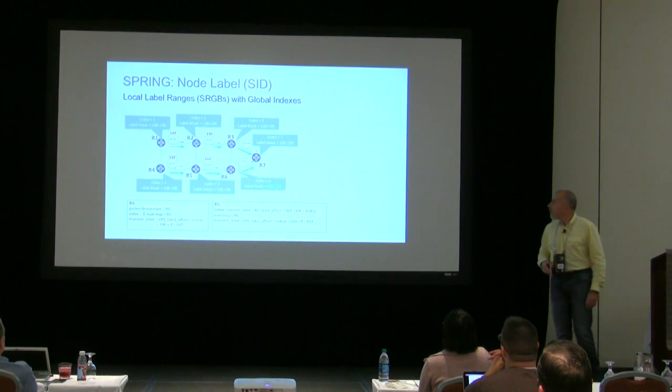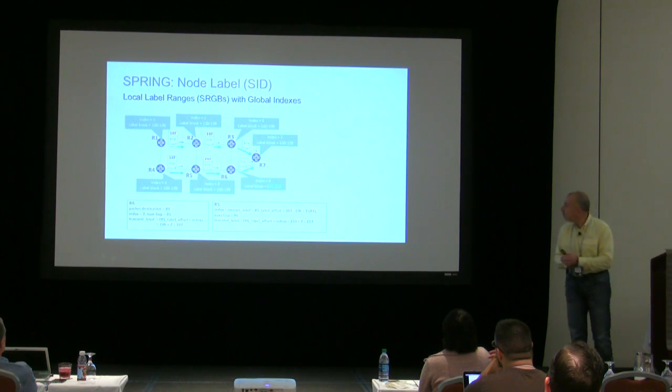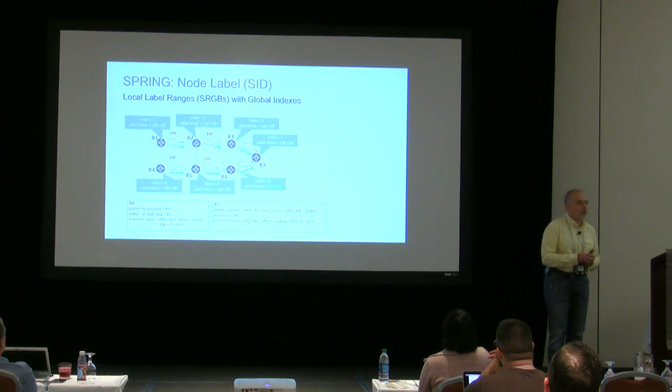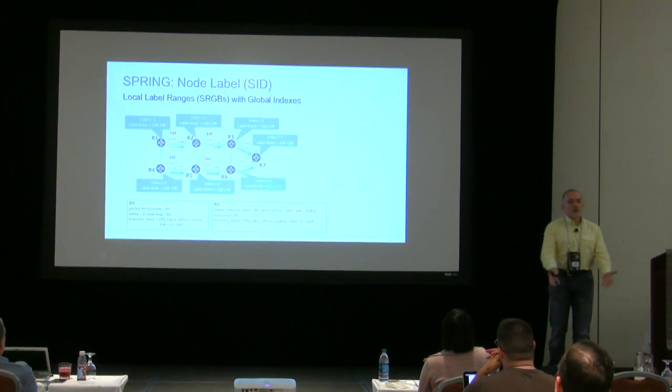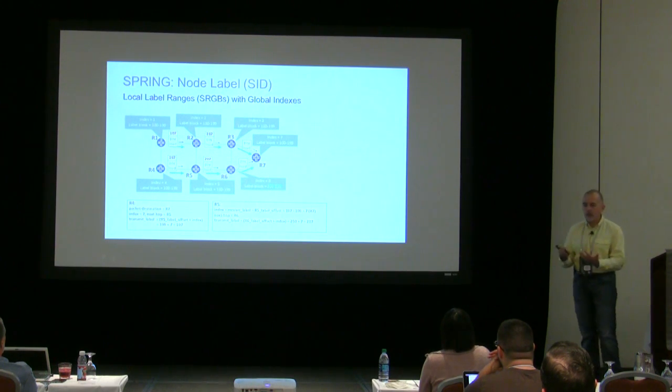Now, it turns out that this problem is easy to fix, and it got fixed. It got fixed with this notion of SRGB, or segment routing global block. So what we're going to do instead here is assign this thing called an index to each router, and the index is going to be globally significant. Just like the labels, but not a label, actually, just an abstract index. And then each router is going to announce to the network a range of labels that he is happy with, that he can work with.